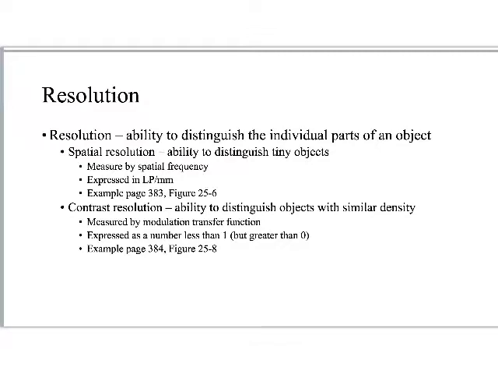This is measured by spatial frequency. It is expressed as line pairs per millimeter, so we can actually tell you what the line pair per millimeter spatial resolution is of any system that you're working on. Even if you or none of your techs in your department know what the spatial resolution is, the physicist does. It's something they have to record every year. And for an example of it, if you turn to page 383 in your textbook, you can actually see the kinds of resolution test strips that we use.